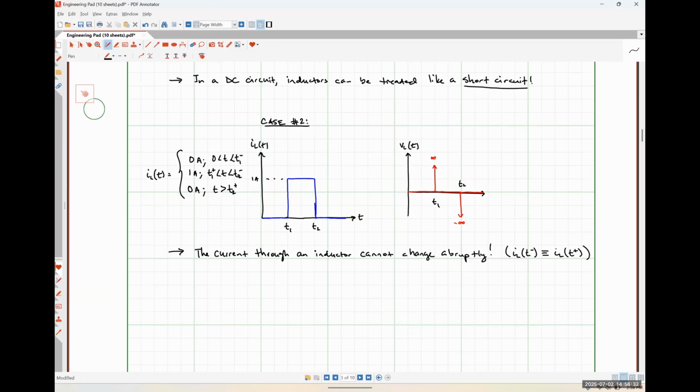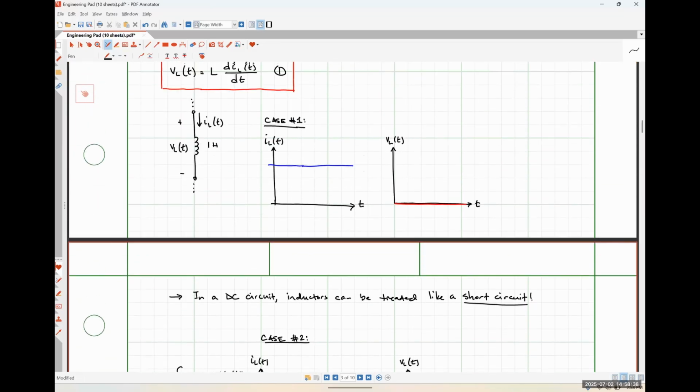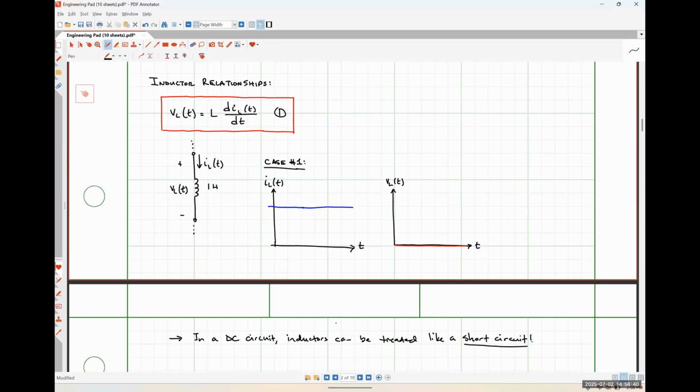Okay, so before we move on from this derivative-based relationship for current and voltage through the inductor, that's relationship number one. Does anybody have any questions or comments or anything?